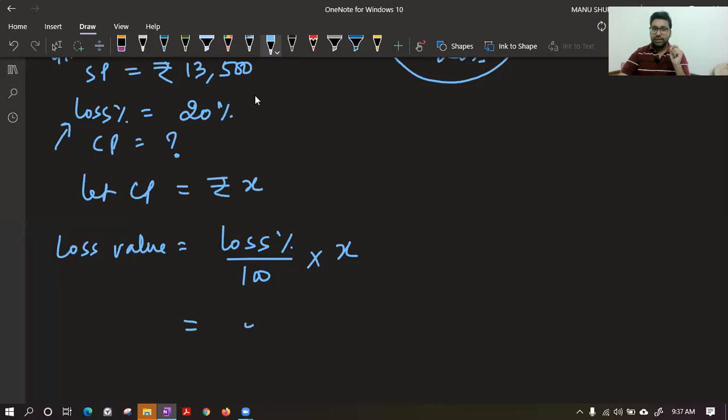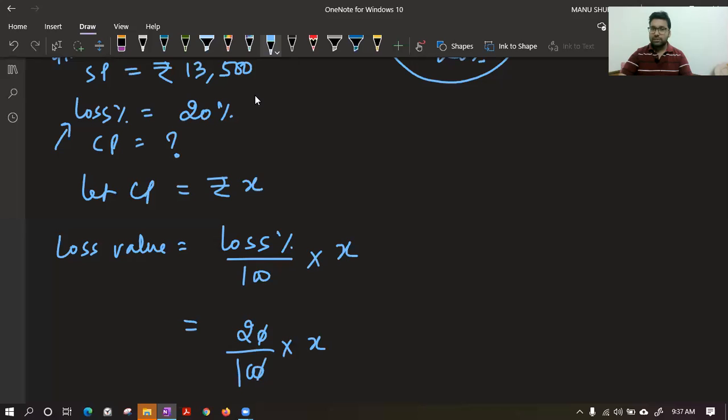So loss percentage is 20 upon 100 into X. Only problem is we don't like variables in the answer. We are very much habitual of seeing numbers in the answer. That is why it looks a little bit awkward. But with time, it will be easy for you.